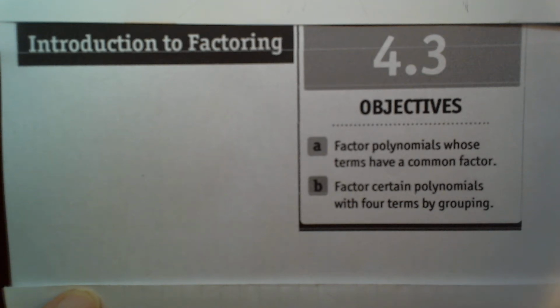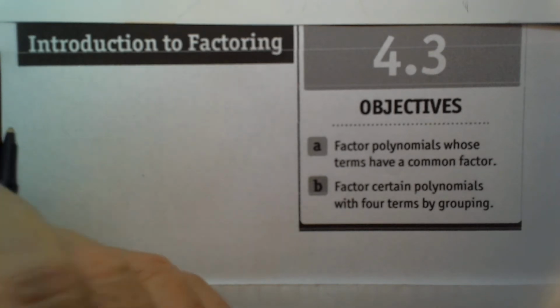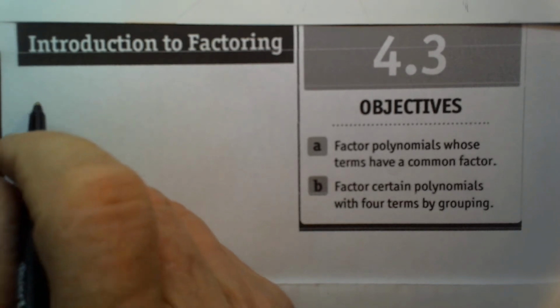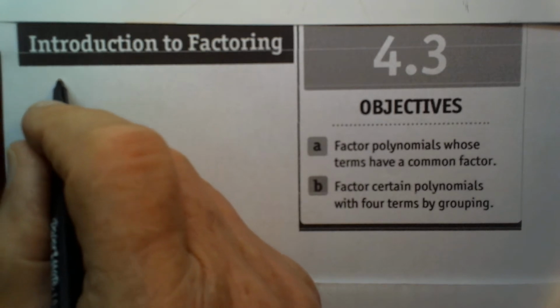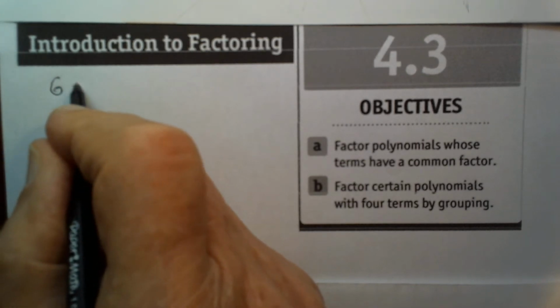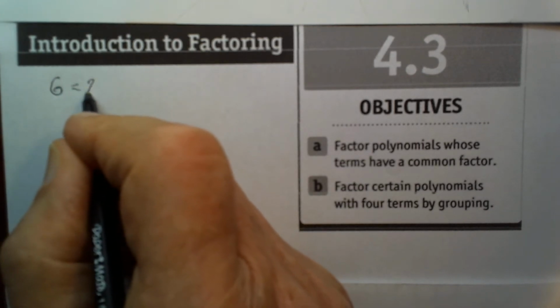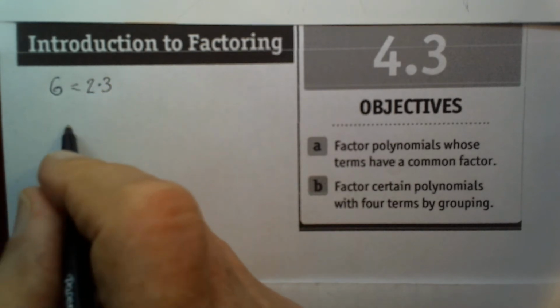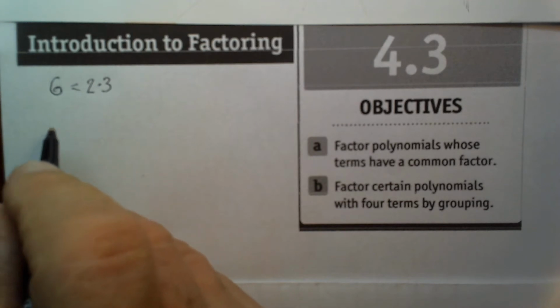Section 4.3 is about factoring, or the introduction to factoring of polynomials. But before we talk about factoring polynomials, I just want to make some general comments about factoring of integers and what that means. For example, when we have a number like 6, we can write that number as a product of two factors, 2 times 3. So you have seen that before, and that's no surprise.